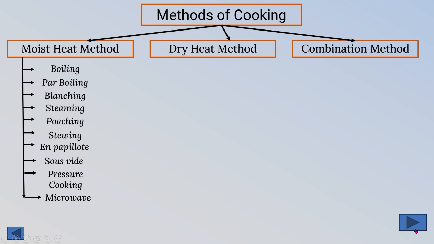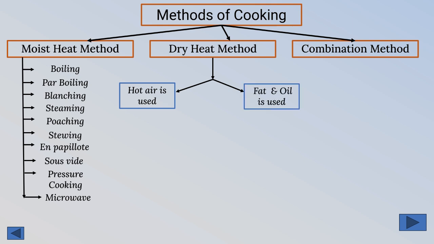Now, today our area is the dry heat method, and let us look at the classification under this. The dry heat medium or dry heat method can be divided into two categories. One is where hot air is used for cooking, and the other is where fats and oils are used for cooking. Both come under the dry medium of cooking. What are the methods falling in these two groups?